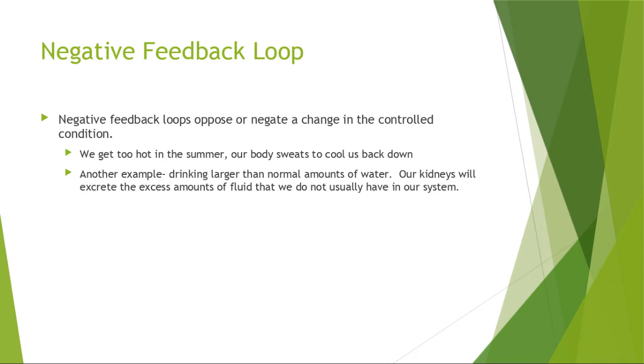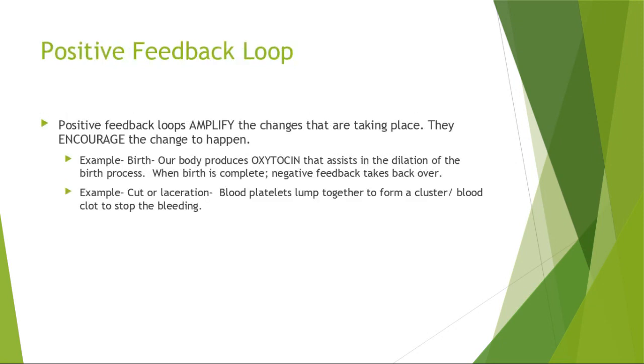Another example would be we're drinking lots and lots of water, excessive amounts of water. Well, our kidneys excrete that excessive amount of water because that's not what we normally have in our system. We go based off of what we normally have. So if you're putting 2 gallons of water in your body today and you typically only drink 2 quarts, your body is going to excrete and get rid of that excess fluid.